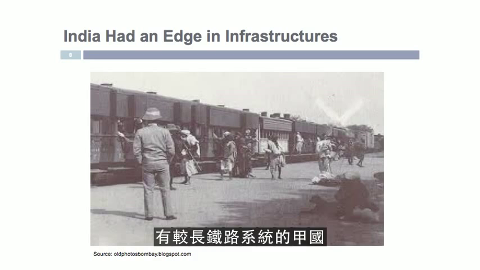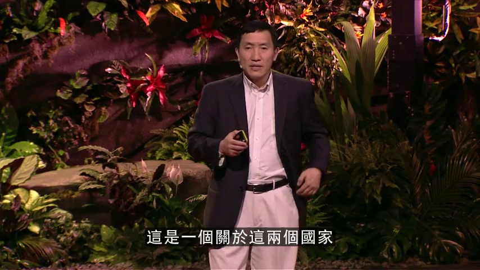Country one that has a longer system of railways is actually India. And country two is China. This is a very little-known fact about the two countries. Yes, today China has a huge infrastructure advantage over India. But for many years, until the late 1990s, China had an infrastructure disadvantage vis-à-vis India.